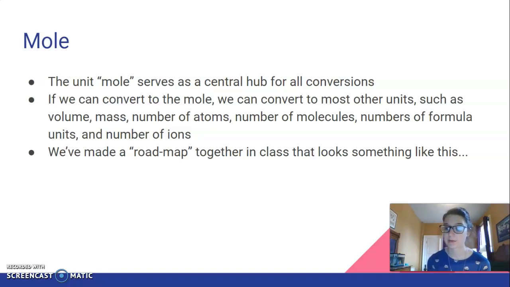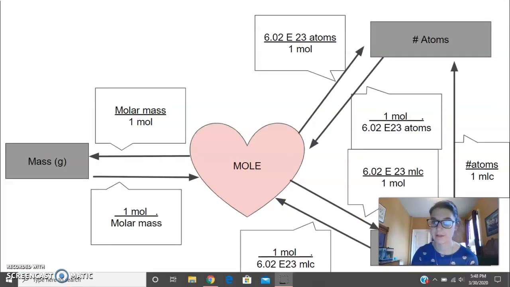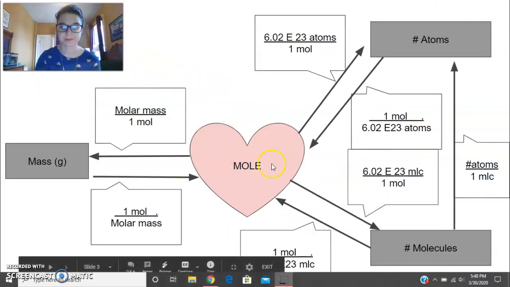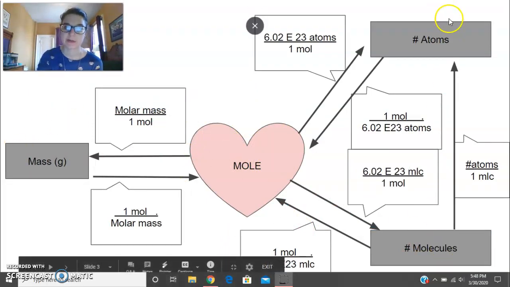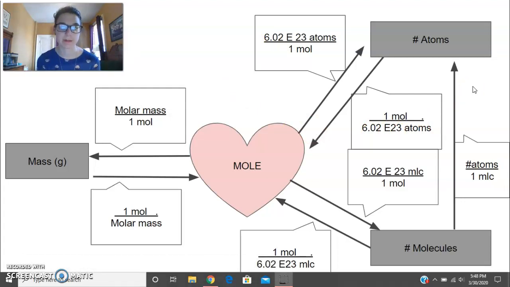So we've already made a roadmap in class that looks something like this, where we have mole in the center, mass in grams, number of molecules, and number of atoms, and every little speech bubble here has a conversion factor in it to go between those. So this is the central roadmap that we've been using in class so far.